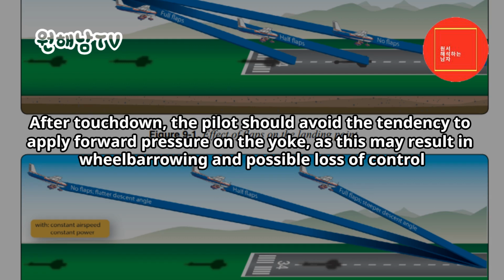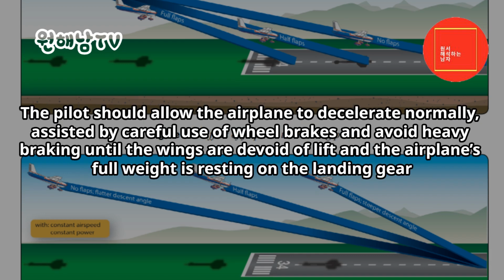After touchdown, the pilot should avoid the tendency to apply forward pressure on the yoke, as this may result in wheelbarrowing and possible loss of control. The pilot should allow the airplane to decelerate normally, assisted by careful use of wheel brakes, and avoid heavy braking until the wings are devoid of lift, and the airplane's full weight is resting on the landing gear.